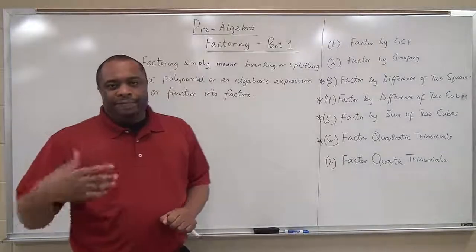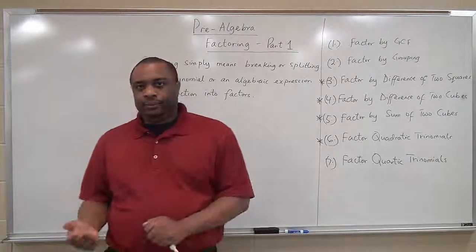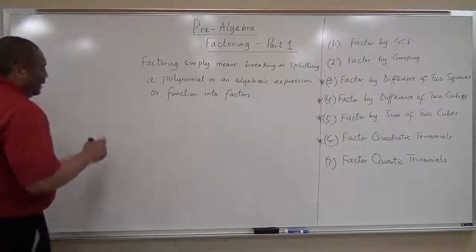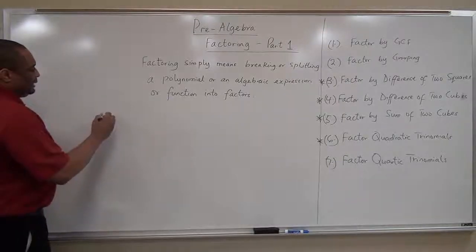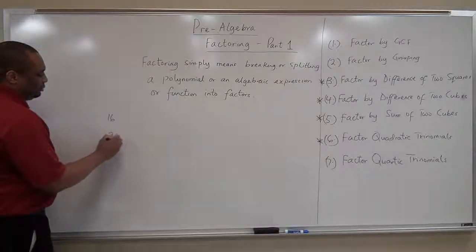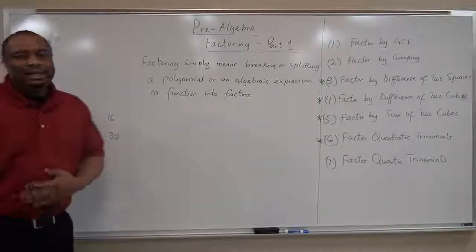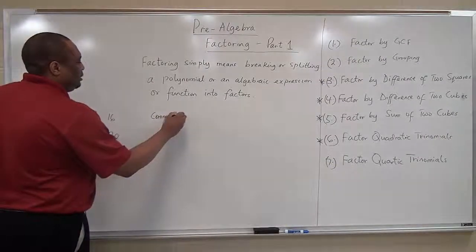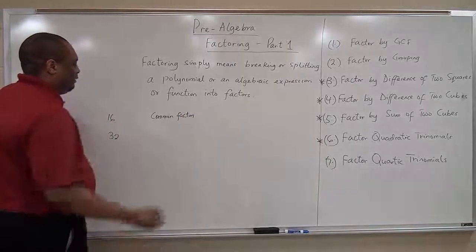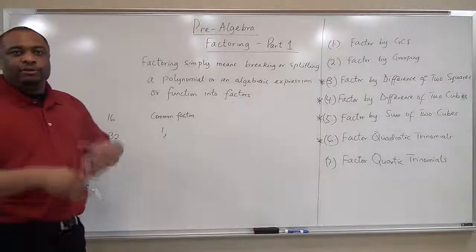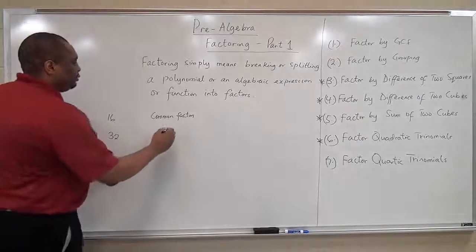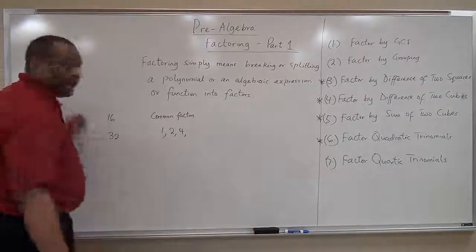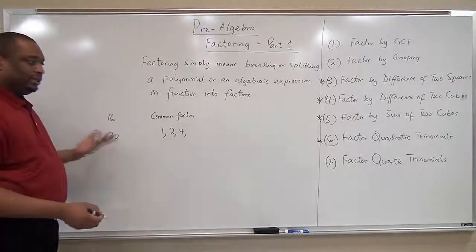When we factor by GCF, GCF means greatest common factor. If you look at something like 16 and 32, you can have common factors. We have 1. Of course, 1 is a factor of everything. We have a 2. We have a 4, right? We have a 6, no, 7, no, 8.